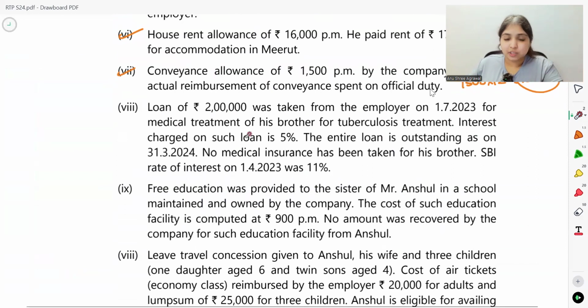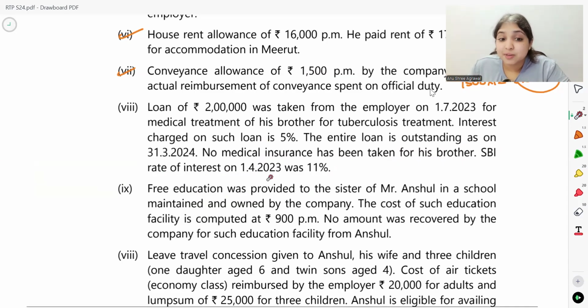So only 9 months calculation for medical treatment of his brother for tuberculosis treatment. Interest charged on such loan is 5%. Entire loan is outstanding on 31st March 24. No medical insurance has been taken for his brother. SBI rate of interest was 11%. Which adjustment is this? Loan at concessional rate of interest, that adjustment, guys.